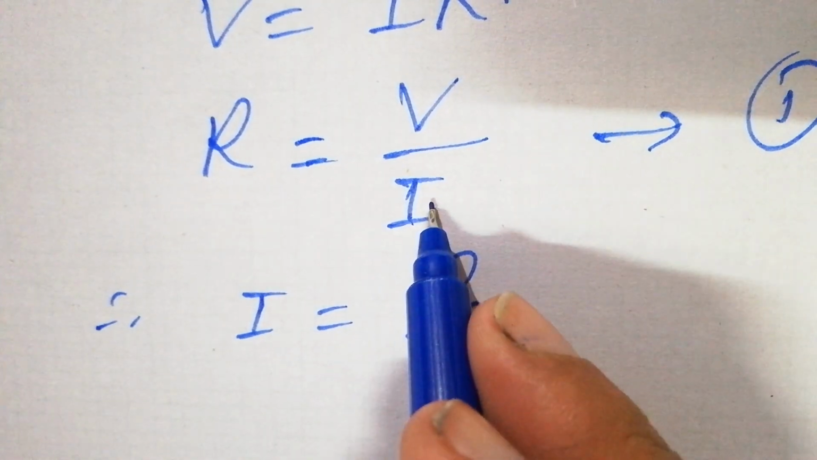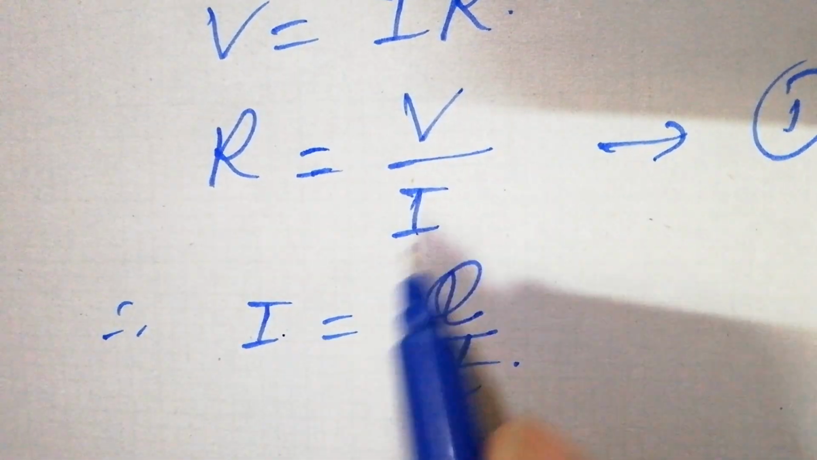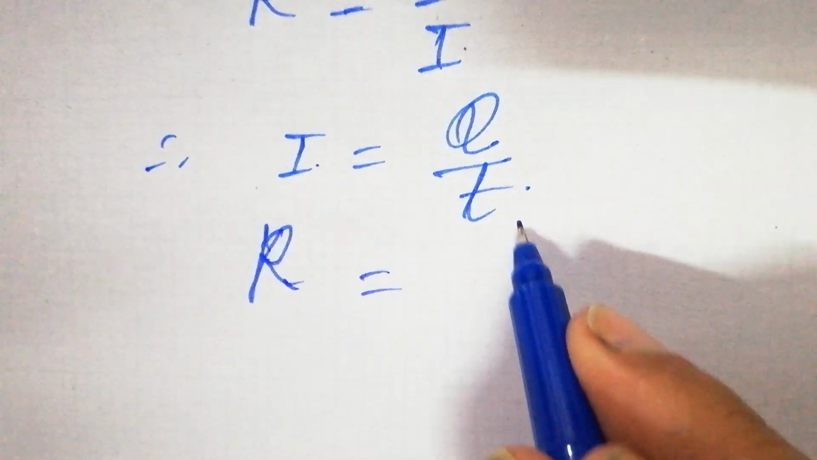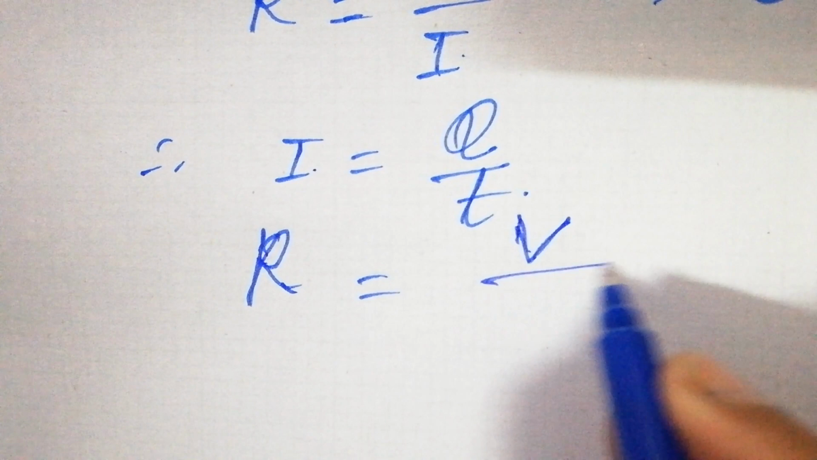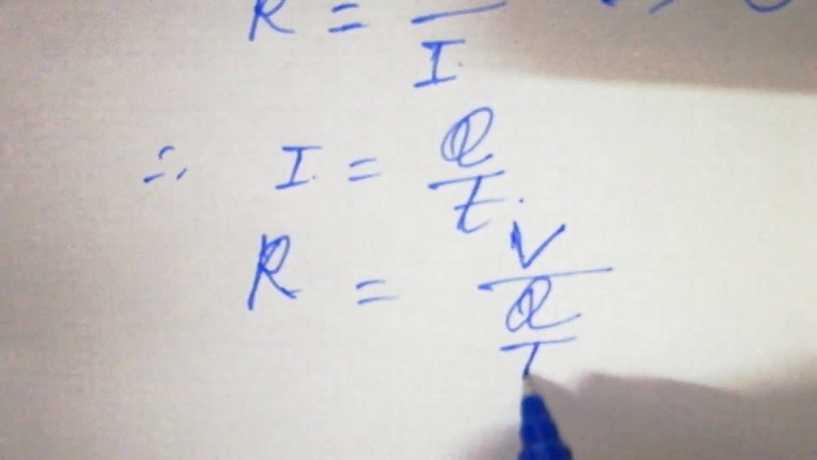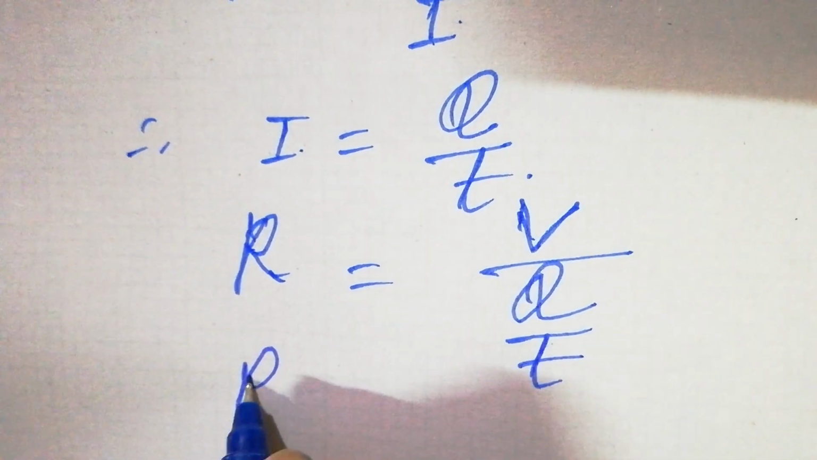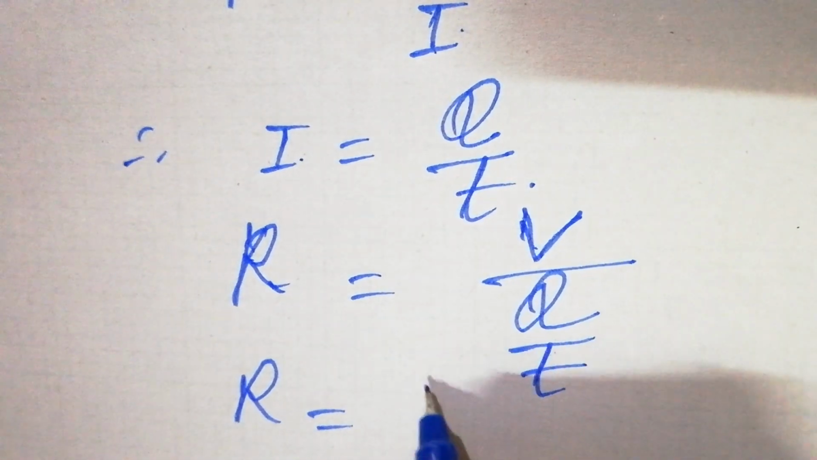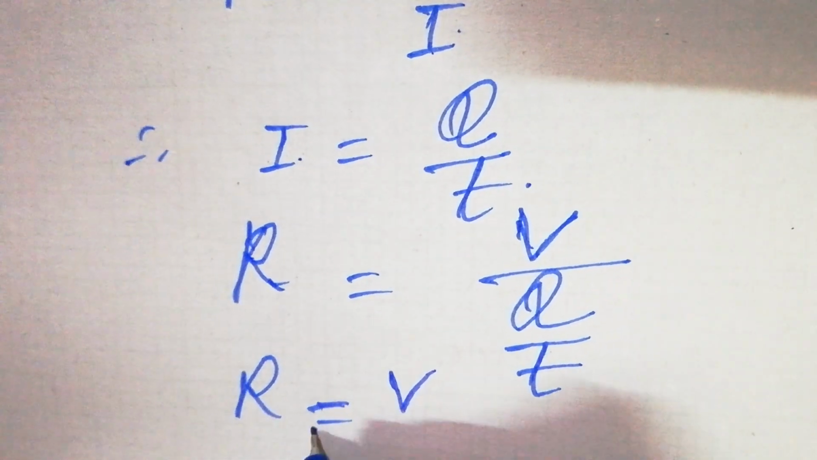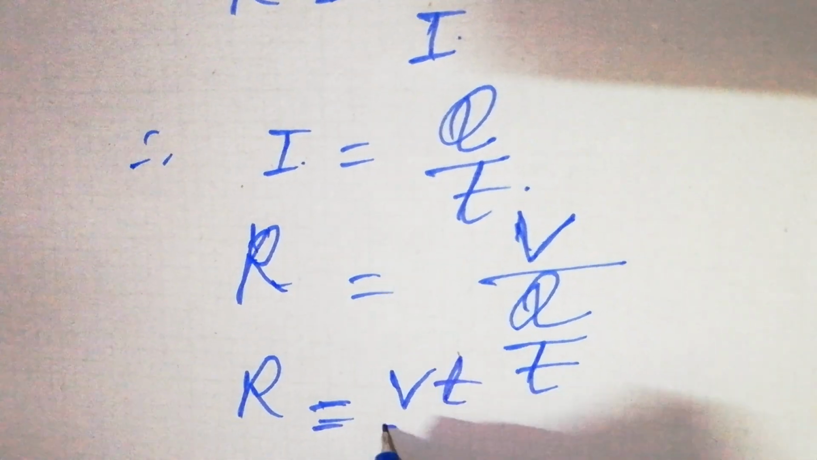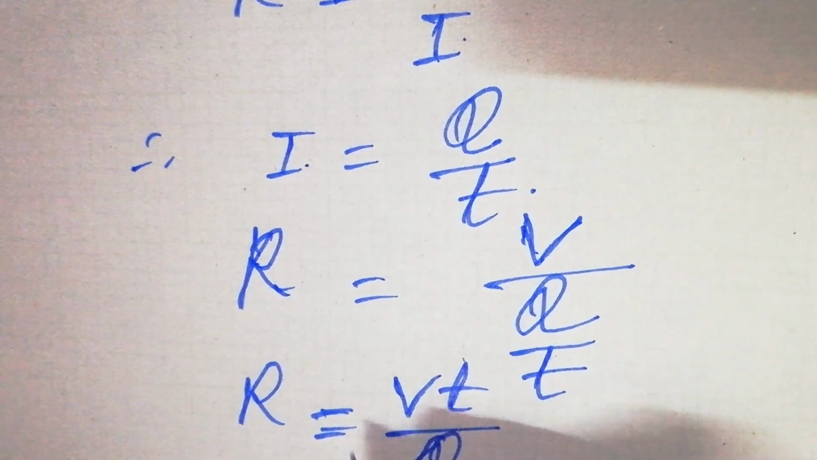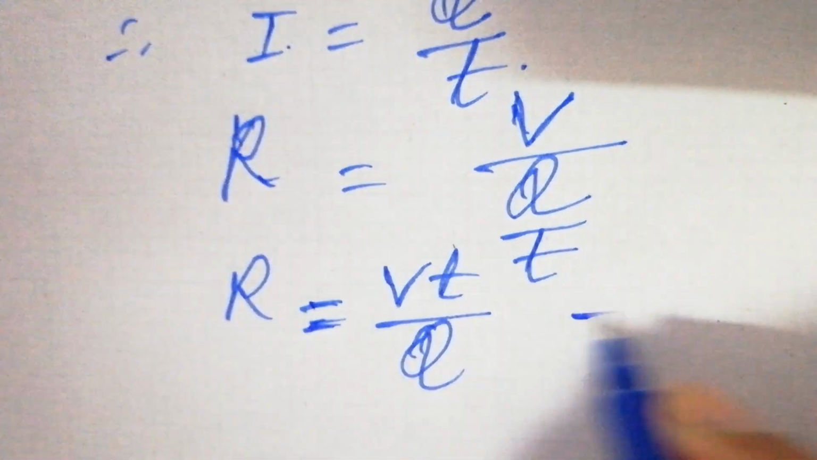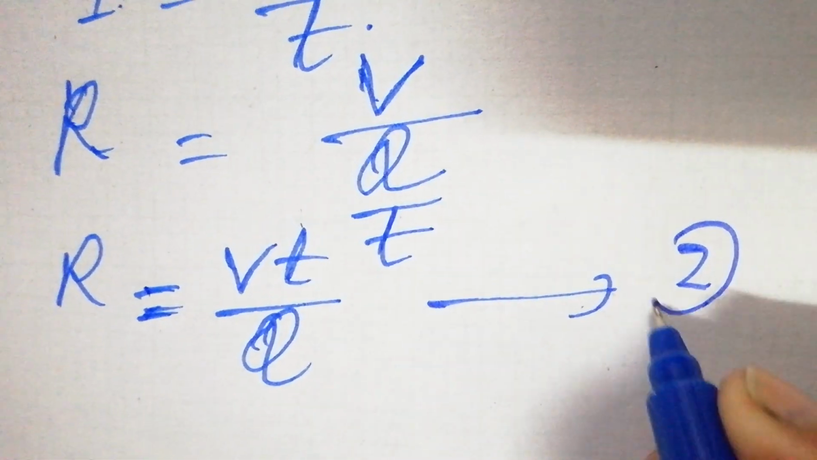So putting this value in equation number 1, we get R is equal to V divided by Q by T. So students, it is fraction by fraction, and it is shifted upward, and after simplification we get Vt over Q. R is equal to Vt over Q. So let's suppose it's another equation, I mean equation number 2.